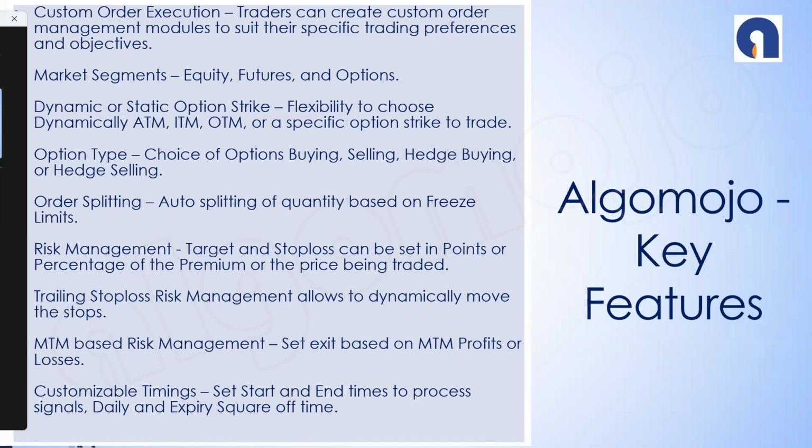Suppose you don't want to trade the morning volatility and you would like to start the trade, say, after 11 o'clock or 10:30. You can set the system in such a manner that any signals coming in before the time will be ignored. Or if you don't want to trade, say, after 10:30 or 11 o'clock after the morning volatility, you can set that also. So any signals coming after the set time will not be processed.